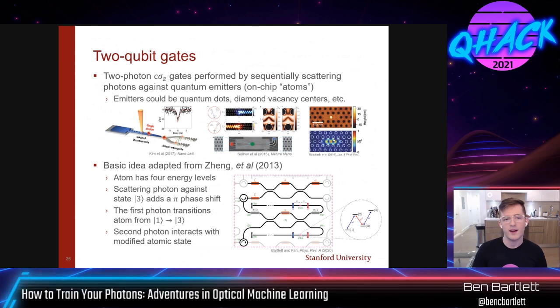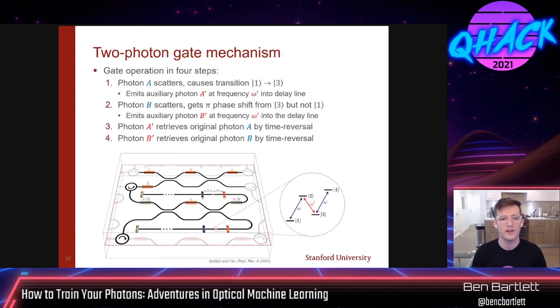The basic idea behind how this CZ gate works is adapted from a 2013 paper by Zhang et al. And I'll use atoms and quantum emitters interchangeably from now on. The atom has 4 energy levels, and if you scatter a photon against the 3 state of the atom, it gets a pi phase shift. So the first photon comes in and it transitions the atom from state 1 to 3, and then the second photon interacts with this modified atomic state, and whatever part of the atom is in the 3 state imparts a pi phase shift onto the photon, and whatever is in the 1 state does not. So at the end of the day, the second photon gets a pi phase shift conditional on the state of the first photon. So the gate operation works in 4 steps.